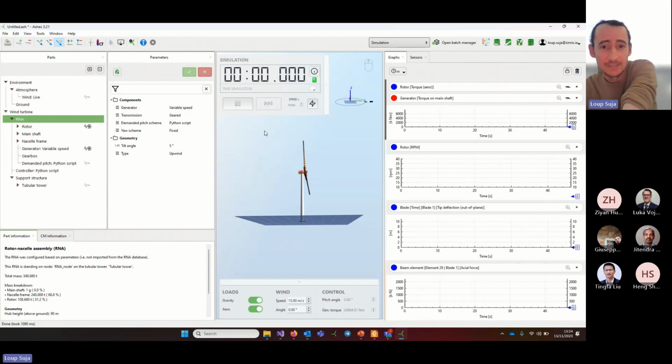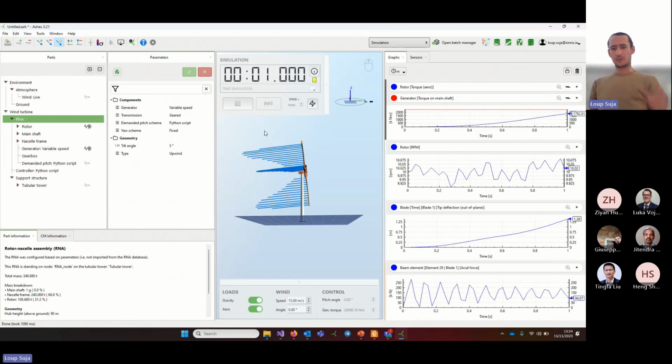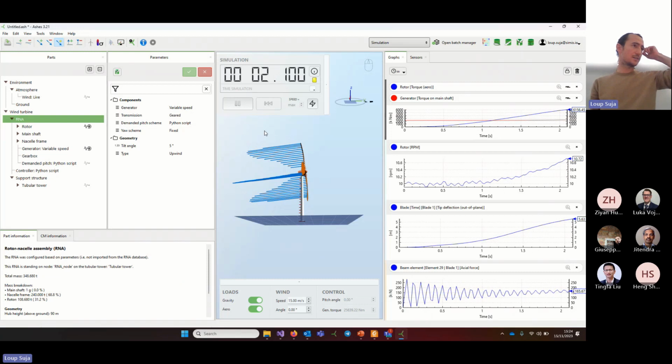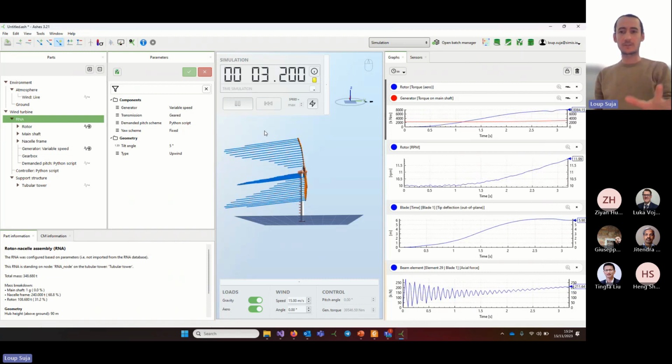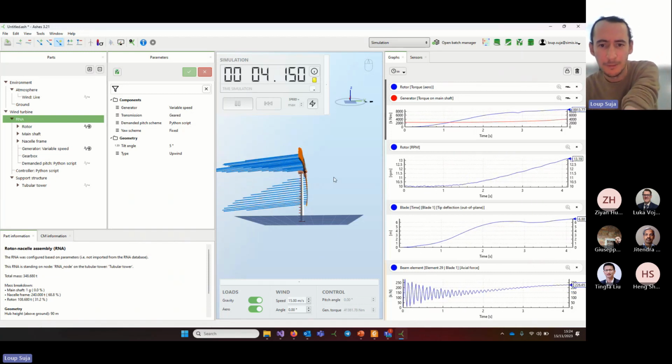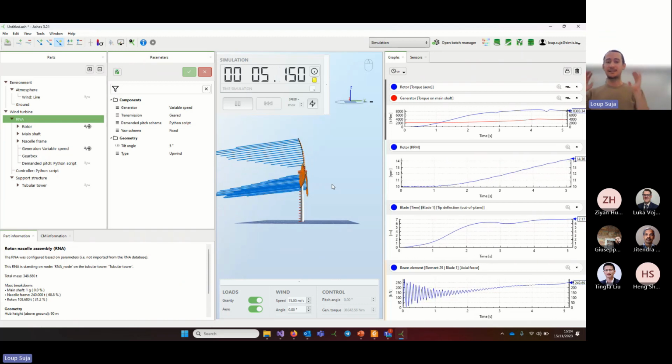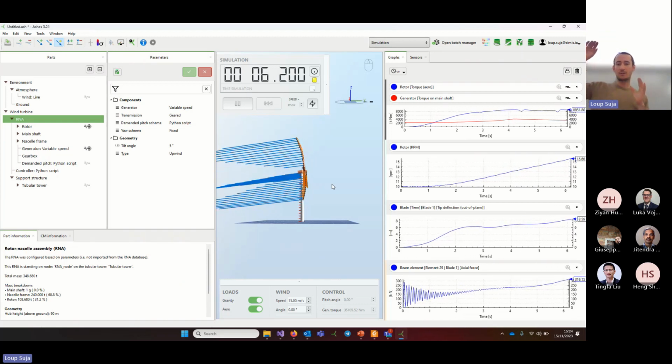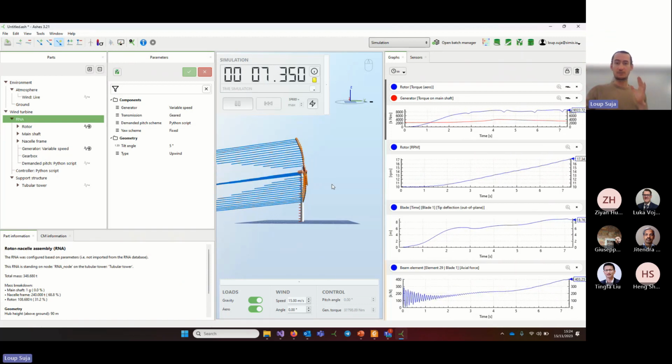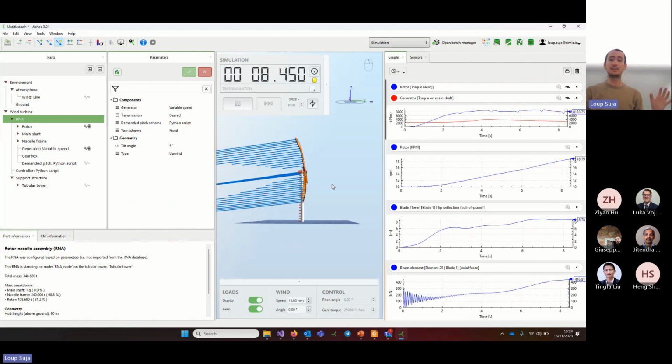I know it's going to be the same thing. It's a little bit slow. I'm not sure why. I think it doesn't like when I share my screen, so right now it's slower than usual. But what's going to happen is that at 10 seconds, we are going to lose the generator torque as before, but we're also going to be pitching the blades.